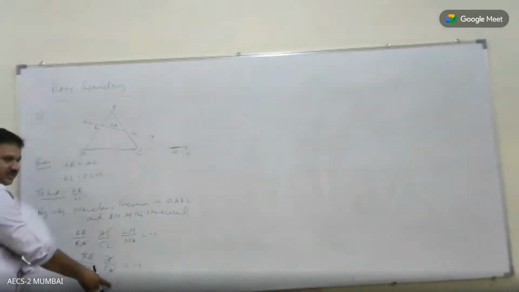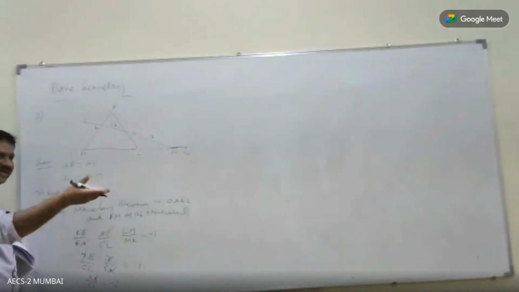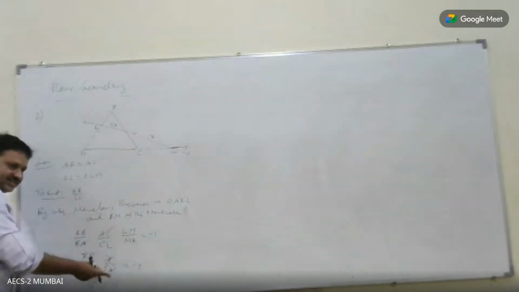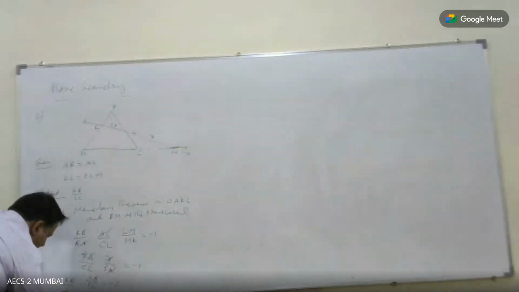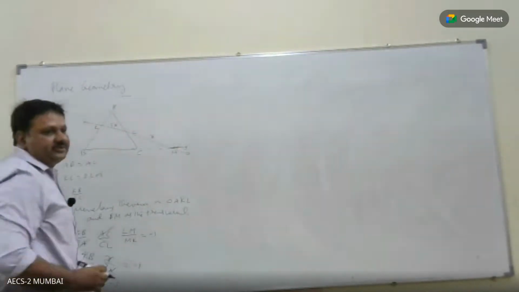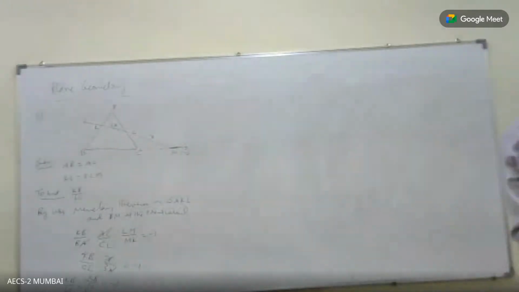So what is the meaning of this negative? It is just directed line. CL to LC, it will become plus 3. KB by LC equal to 3. That is the answer. And we got it.